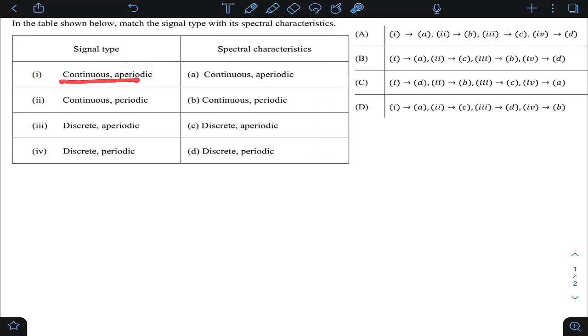So the first one is continuous and aperiodic. Okay, so continuous and non-periodic signal. The classic example is CTFT. In CTFT, generally the time domain signals are of non-periodic and continuous time nature. So in this case, the frequency domain, if you check it out, is also continuous and non-periodic. So continuous and aperiodic will be transforming into again continuous and aperiodic. So 1 will be mapped to A.